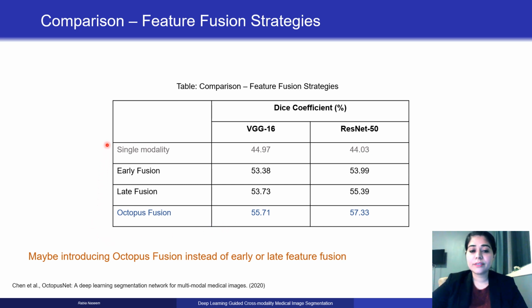Also, the authors compared the role of using multiple modalities in comparison with single modality, and when the results were compared, we can clearly see that irrespective of the feature fusion strategy, all the three feature fusion strategies or multimodal medical image segmentation approaches outperform the single modality segmentation approach. And this can be observed in case of both VGG16 and ResNet 50 when these two models were used for feature extraction.